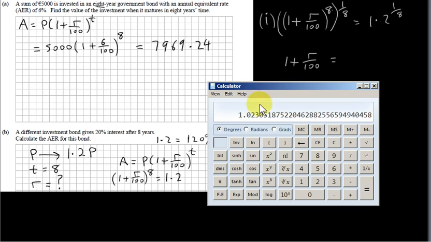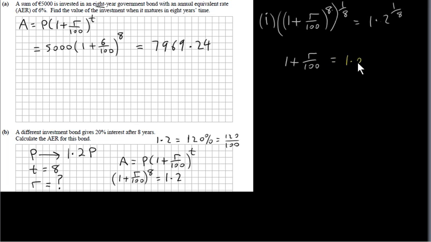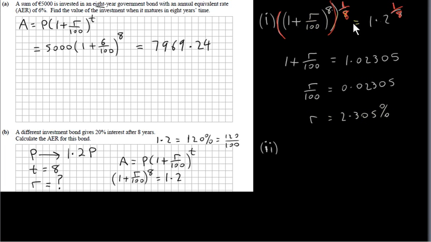So we get this number here. I will write this down to 5 decimal places. So to get R over 100, we just subtract 1 from this number. And to get R, we multiply both sides by 100, so we get 2.305. So just to highlight what we did, we put both sides of this equation to the power of 1/8.